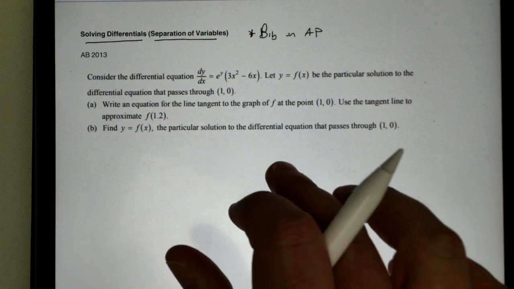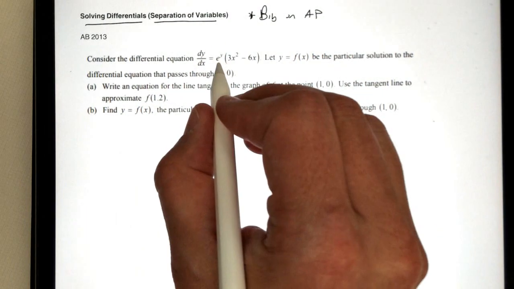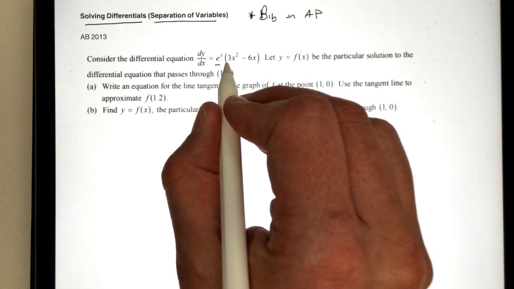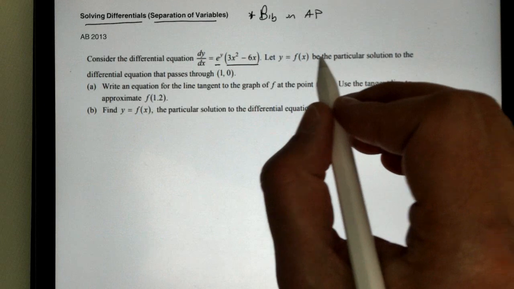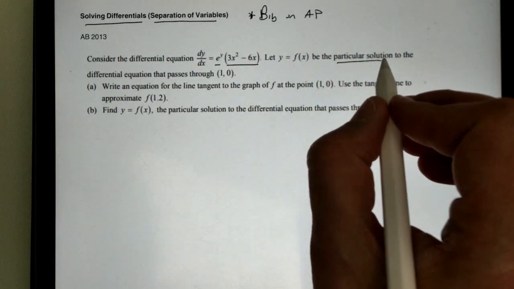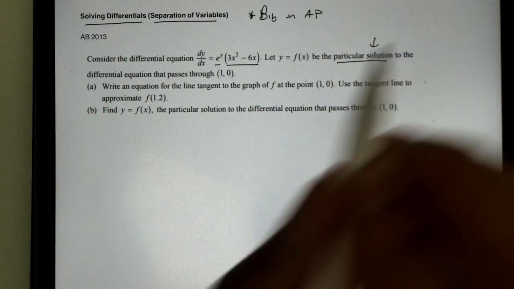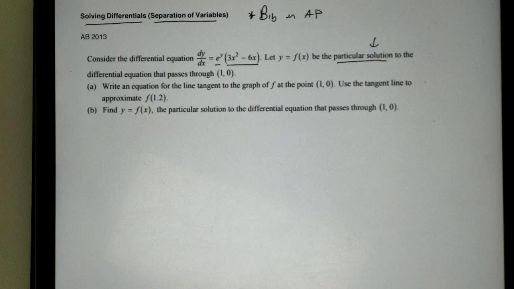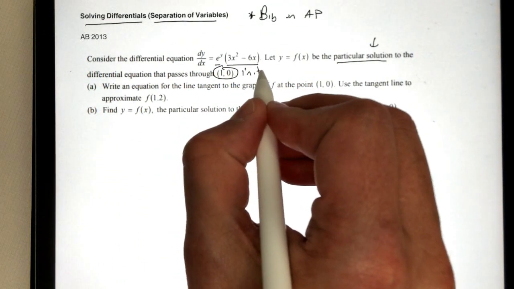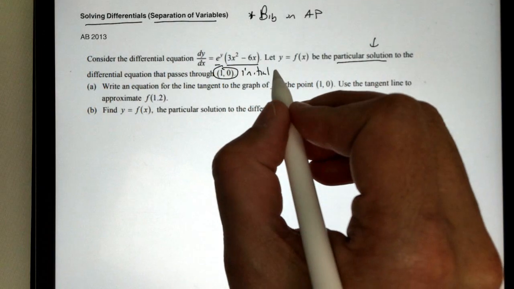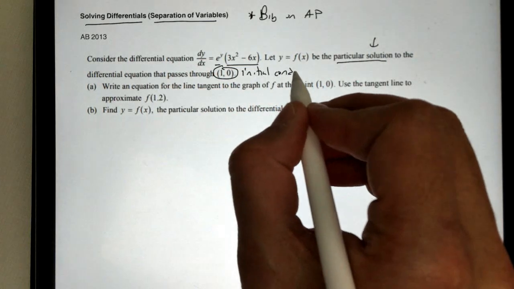So let's consider the following differential equation. dy/dx is e to the y times 3x squared minus 6x. And then they say let f of x, y equals f of x, be a particular solution. If they say this, chances are at some point we're going to solve it. And they give us this initial condition right here. That's nice. So they're telling us that when x is 1, y is 0.